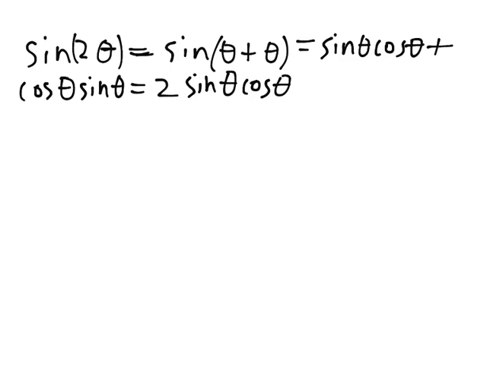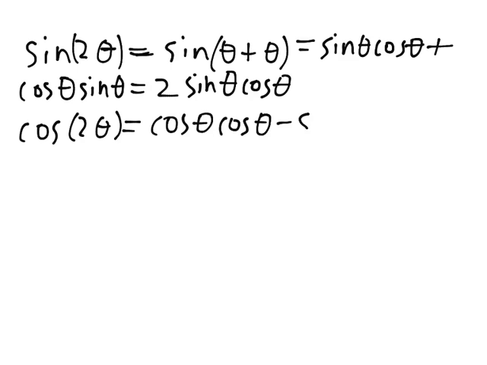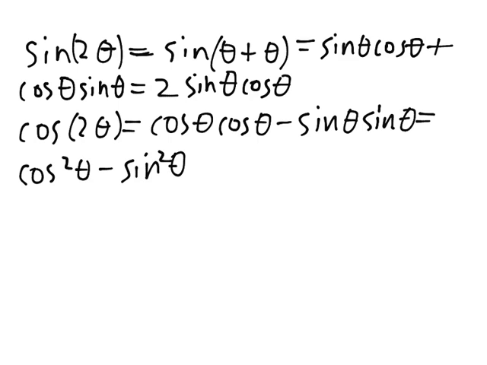And then we can do the same thing for cosine. Cosine of 2 theta is going to be equal to cosine theta cosine theta minus sine theta sine theta, which is just cosine squared theta minus sine squared theta.